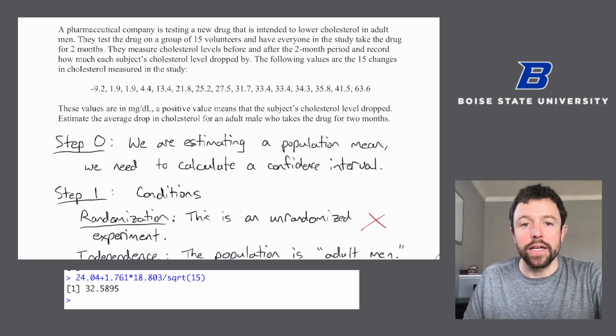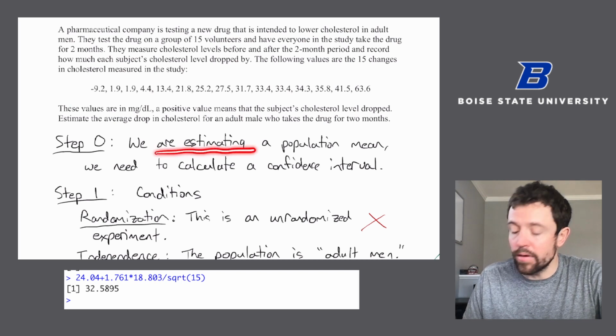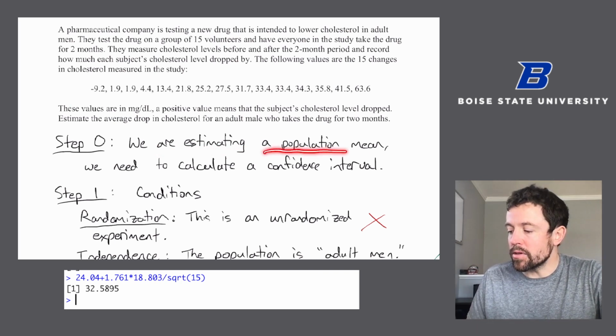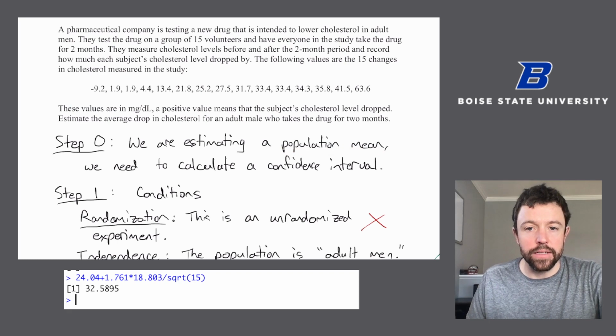Identify what to do. It's a confidence interval because we're estimating. Anytime we're estimating something, that's something we do with a confidence interval. And the reason it's this specific one, which is the only one we've seen so far, is because what we're trying to estimate is a single population mean.